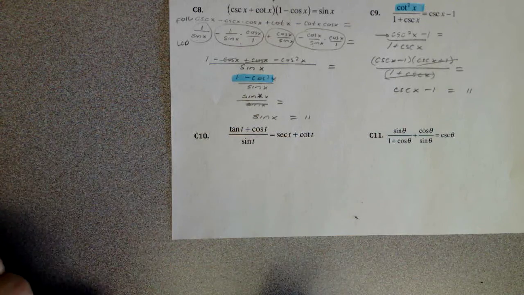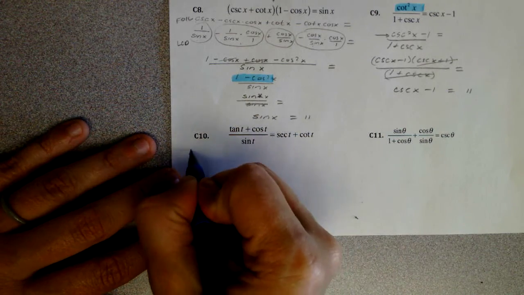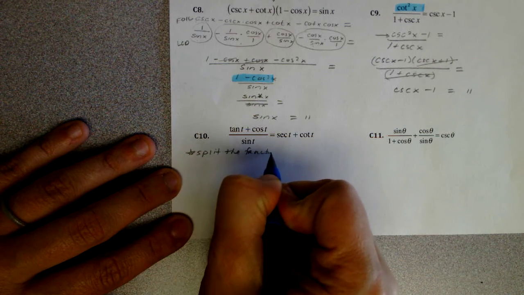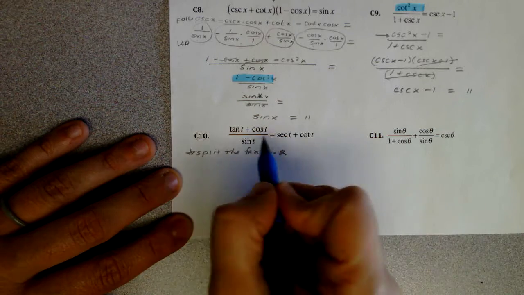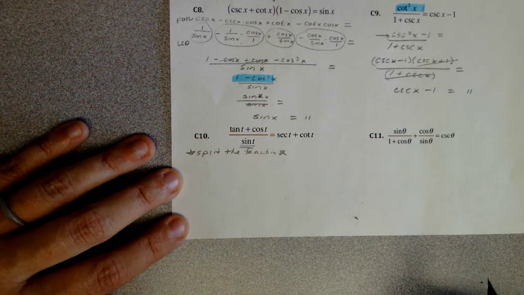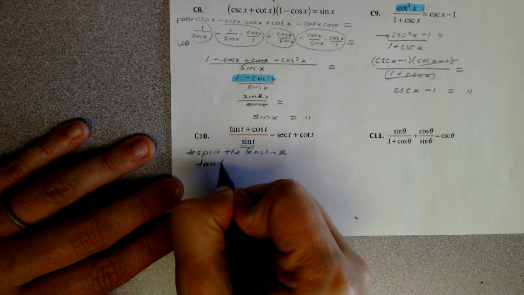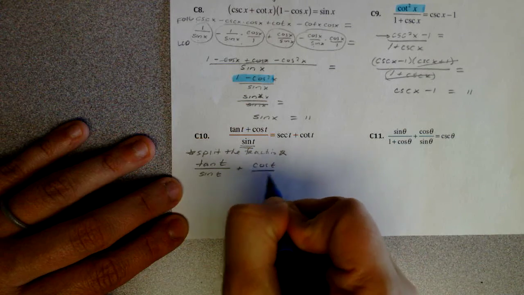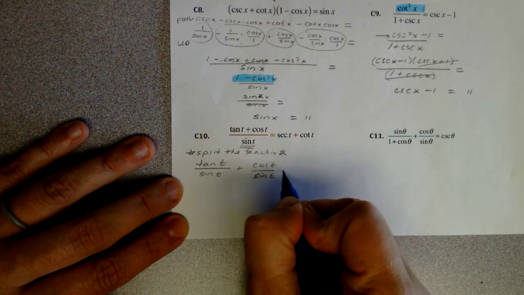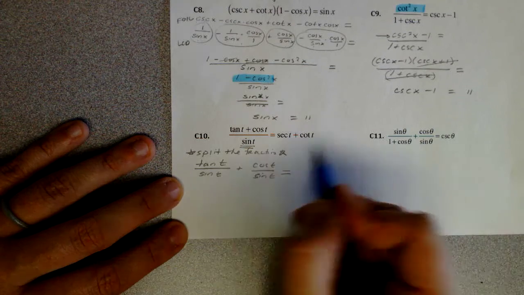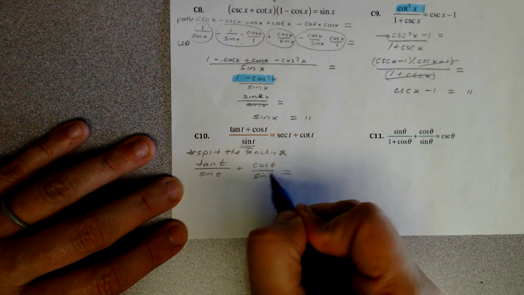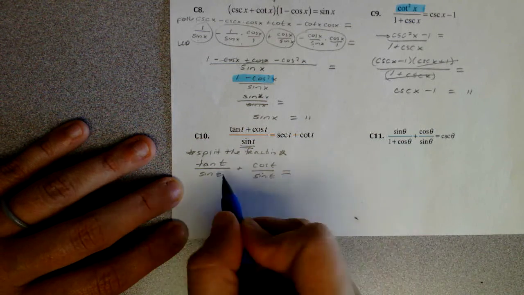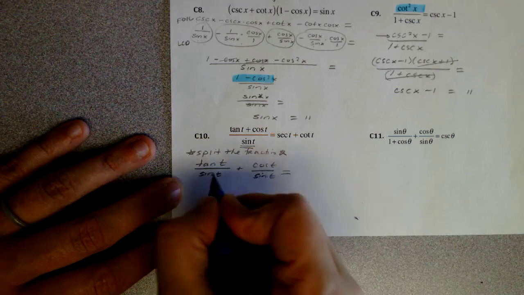Example 10, we're going to use a strategy called splitting the fraction. We can only split the fraction when I have a single term in the denominator. So to split the fraction, I'm going to turn this into tangent t over sine t plus cosine t over sine t. Cosine over sine is cotangent, so I'm already a lot closer to what I see on the other side. The question is, does this become secant? So this reminds me of the first assignment that we had in Delta Math.